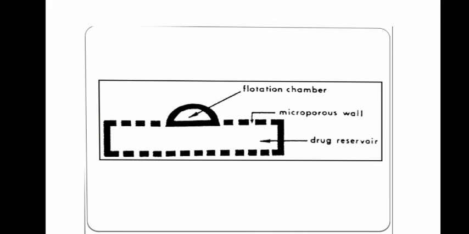The diagram contains microporous wall at upper surface and lower bottom, a flotation chamber in which the air is trapped, because of which it floats on the gastric fluids, a drug reservoir, and the peripheral sides are sealed. The gastric fluids enter through the aperture of this microporous valve, dissolve the drug, and carry the dissolved drug for continuous transport across the intestine for absorption.